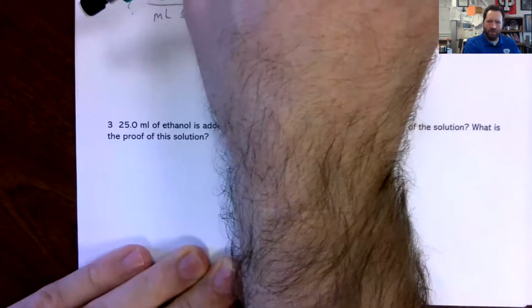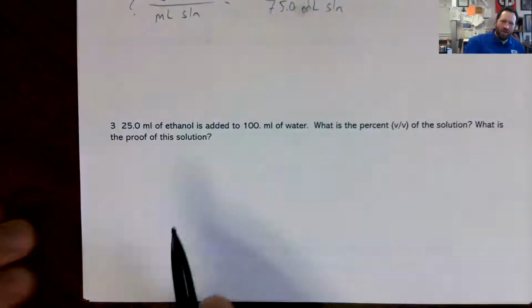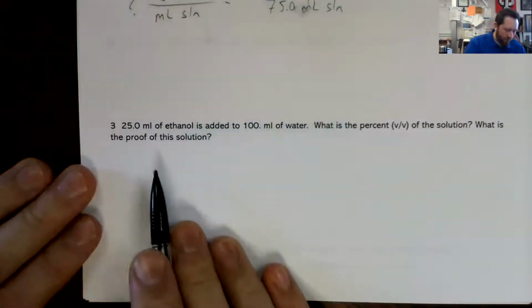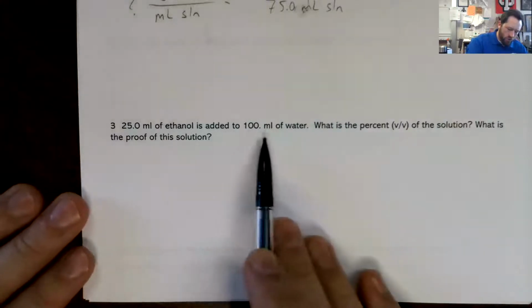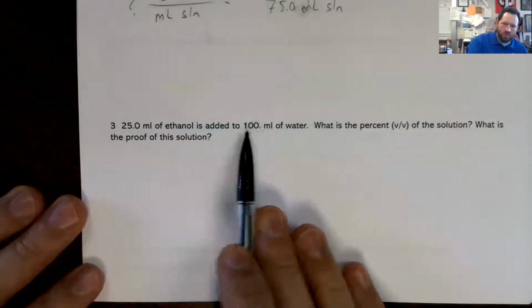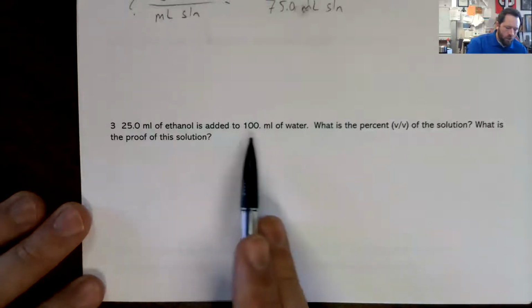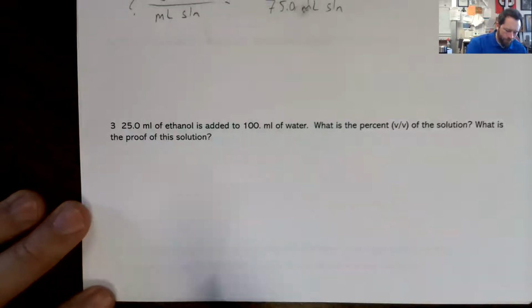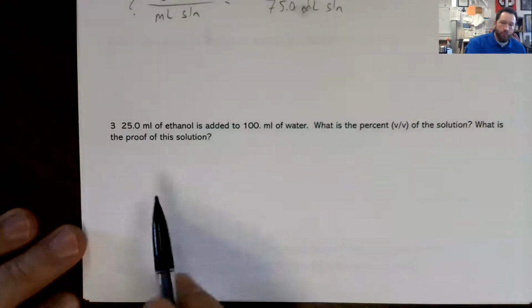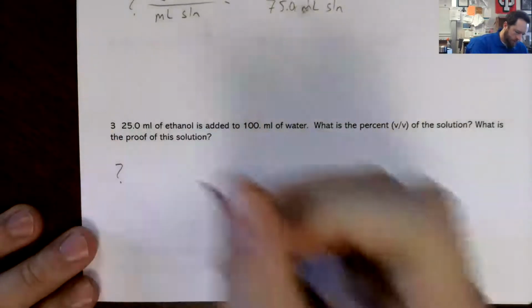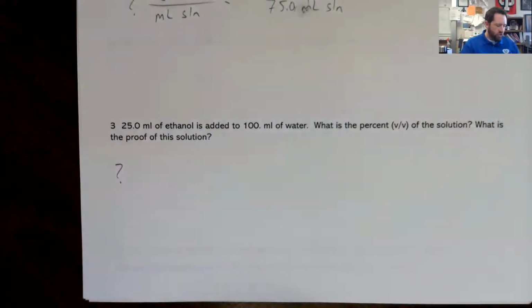Try to get it so my face isn't blocking any part of it. All right, so there we go. 25 milliliters of ethanol is added to 100, and there's that decimal again. That makes those zeros significant. 100 milliliters of water. What is the percent volume to volume of the solution? What is the proof of this solution? All right, so question mark.